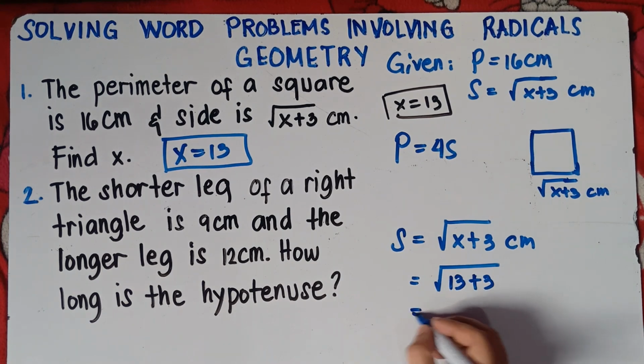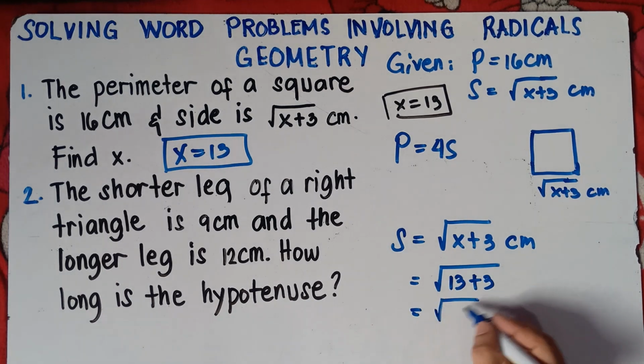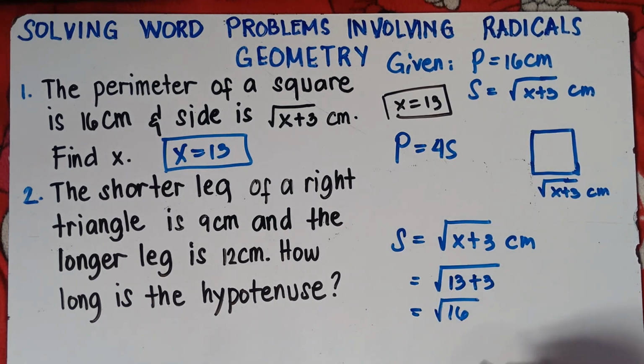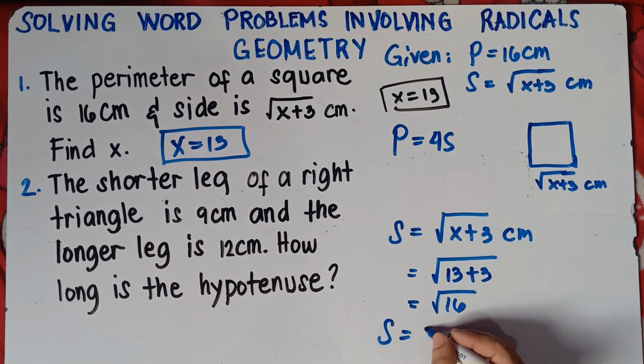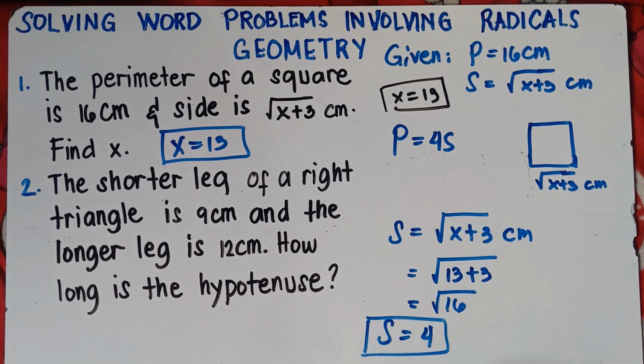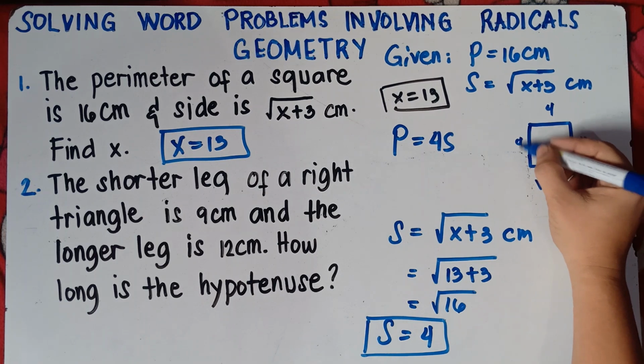So this will be the square root of 13 plus 3. So 13 plus 3, that would be square root of 16. And what would be the square root of 16, class? That's correct. The square root of 16 is 4. So therefore, every side is 4 centimeter. So this is 4, this is 4, this is 4, and this is 4.